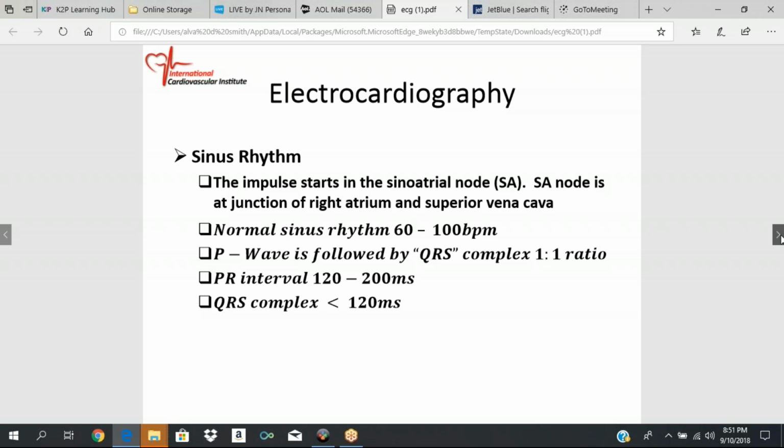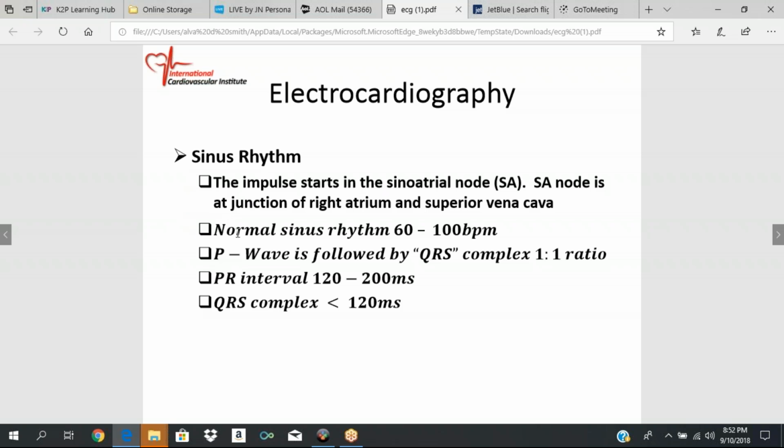Now, I cheated a little bit and talked about sinus rhythm. But anyway, when we say sinus rhythm, we mean the impulse starts in the sinoatrial node. It starts in the SA node, and that is normal. And again, the sinoatrial node is at the junction of the right atrium and the superior vena cava.